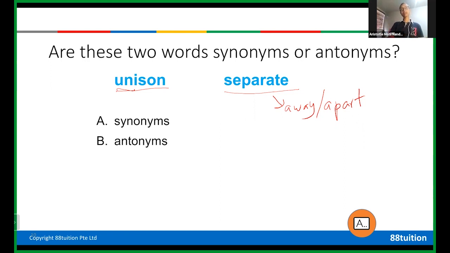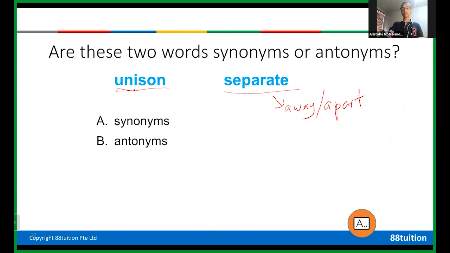So they sang together in unison. I mean, the choir sang in unison. That means they sang in one voice, together in harmony. And if the teacher says, oh, tomorrow we have extra homework, and then the whole class said, oh, no, in unison, that means together everyone said no. So separate means everyone is doing different things, apart. But unison means they're doing it together.